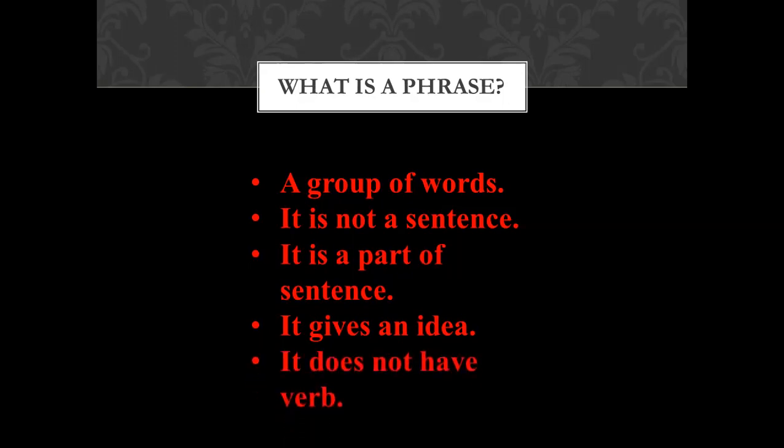And last but not least, it does not have verb. This last point helps you in identifying a phrase. When you are looking for a phrase, just find out either it has a verb or not. And the phrase does not have a verb in it. Okay? A phrase is a group of words. It is not a sentence. It is a part of a sentence. It gives an idea. It does not have verb.